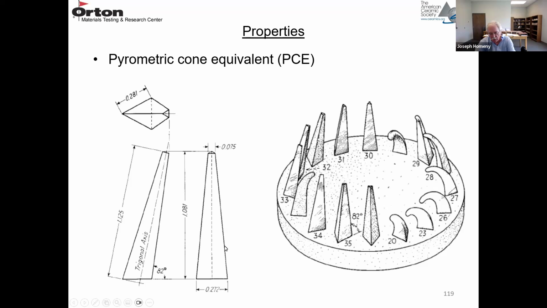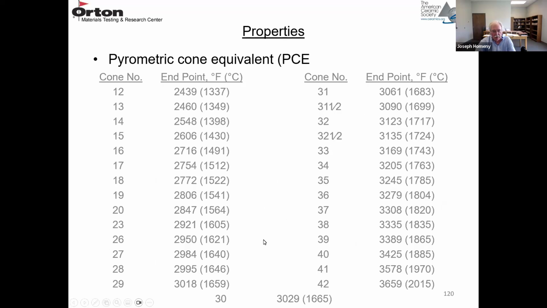So there's a set of cones that are standardized. This one goes from 20 to 29 to 30, and back up here 31 up to 42. And these are different chemical compositions that have endpoints or softening points at these temperatures. So these are your known standards. So a cone 12 would deform at 1337 degrees C and a cone 40 at 1885 degrees C.